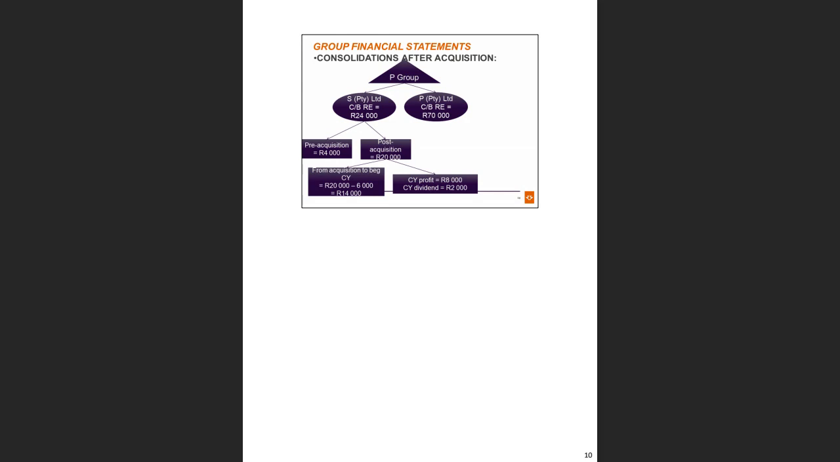Then we have post-acquisition profits. A portion of this closing balance of retained earnings is 20,000 Rand, and this consists of profit that was made after acquisition up until today's date. Once it was acquired, the subsidiary would have operated and made profits, and this would have been accumulated in the retained earnings. So in this example, it's 20,000.